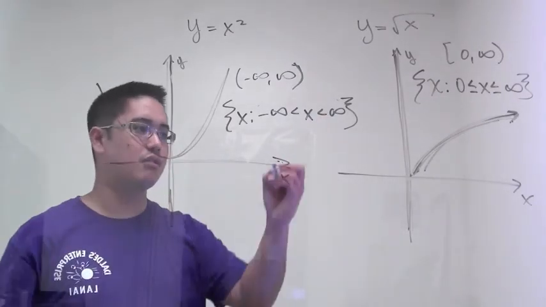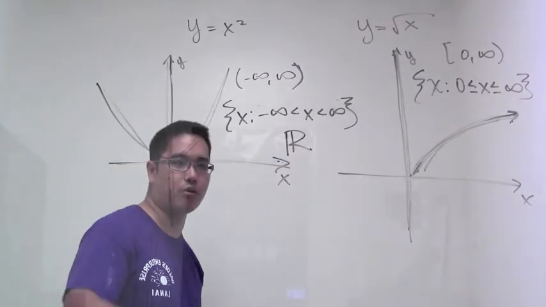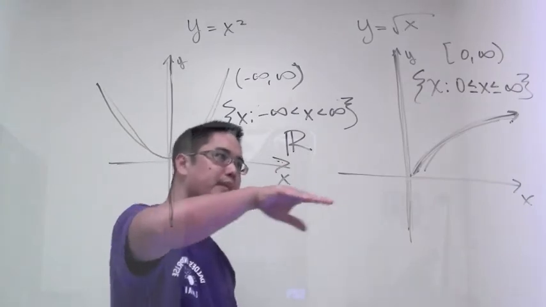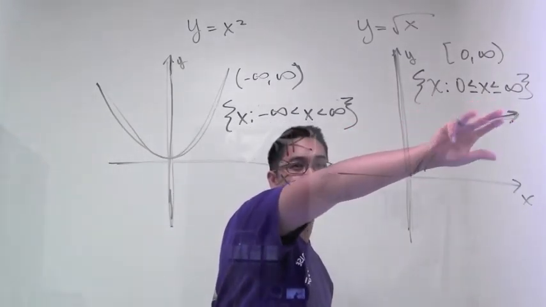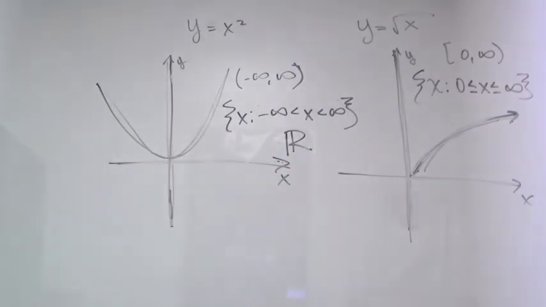Another way to write it, a third way to write it, is a capital R with a double line right there, which means all real numbers. So this domain is all positive numbers. This domain is all positive and negative numbers.